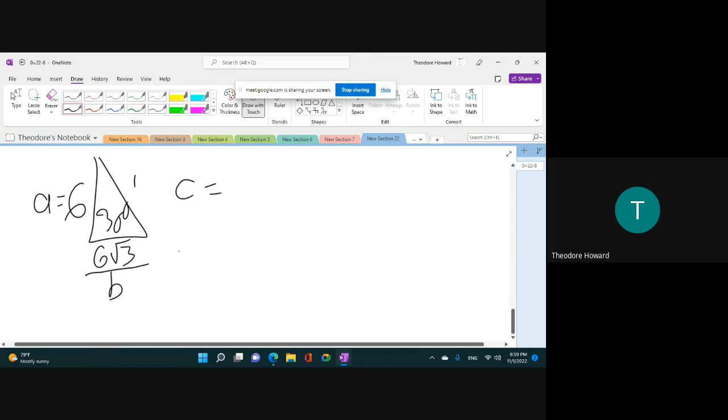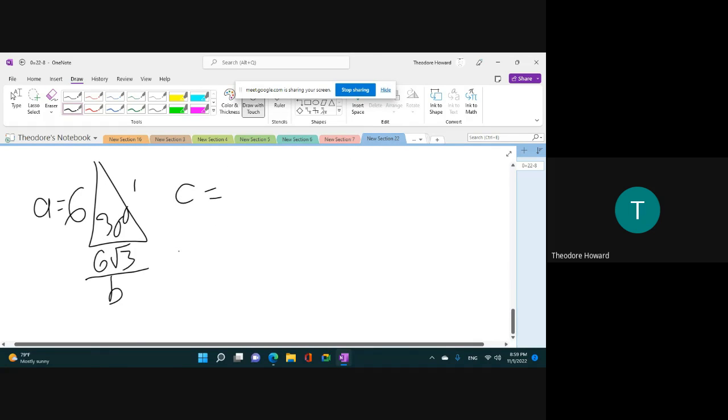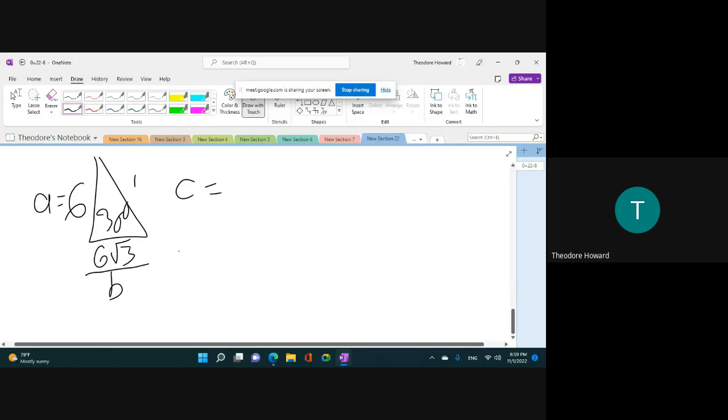So if A is 6, and B is 6 square root of 3, what should C be? C should be what? See, hold on. 12. 12. 6 root 2. And that's pretty much all you have to do. And that's it, baby, for the triangles.